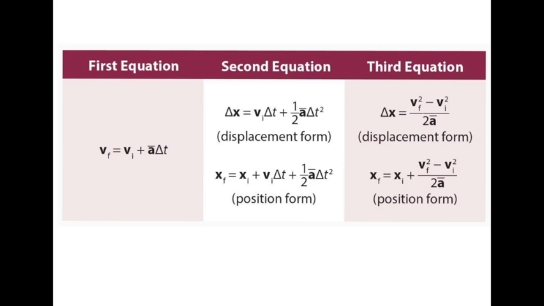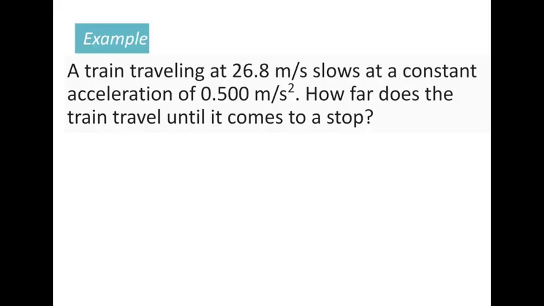If you're trying to find velocity, if you're trying to find position or displacement, or if you're trying to find position or displacement without time. Those are the 3 things that these equations will help you with. All right, so this example says a train is traveling at 26.8 meters per second, slows at a constant acceleration of 0.500 meters per second squared. How far does the train travel until it comes to a stop?